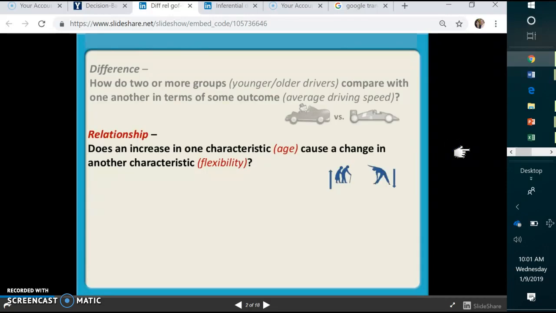The next one is relationship. If it's a relationship problem, you actually only have one group. So does an increase in one characteristic, age, cause a change in another characteristic, flexibility? So let's take a sample of maybe 30, 40 people. Each one of those has an age, and each one of those has a degree of flexibility or lack of flexibility. And so we'll see, as your age increases, does your flexibility decrease or increase?